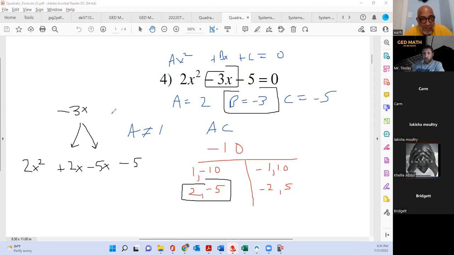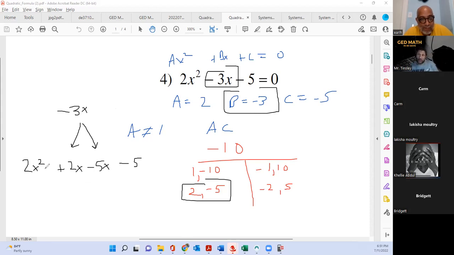Is my A equal to 1? And do they give me the factored versions in the multiple choice? Because if they do, start multiplying. It's the easiest way to do it, because this is going to take you a while. Now, how do you know to put the 2x first and the minus 5x? You don't know. You got to know your factors.